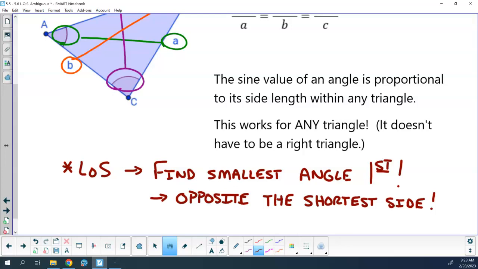Which means the biggest angle would be what? Opposite the longest side. And the medium angle or the middle angle would be opposite the middle side. Okay? So that's a good piece of data to know. Because when you're using the law of sines, even in the ambiguous case, even in just a regular case, you always want to find the smallest angle first.